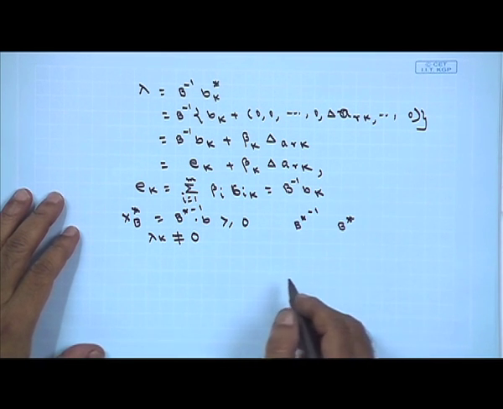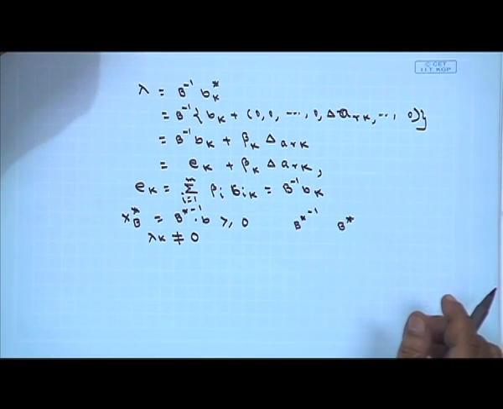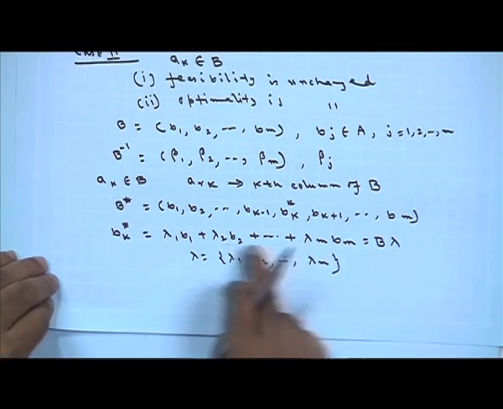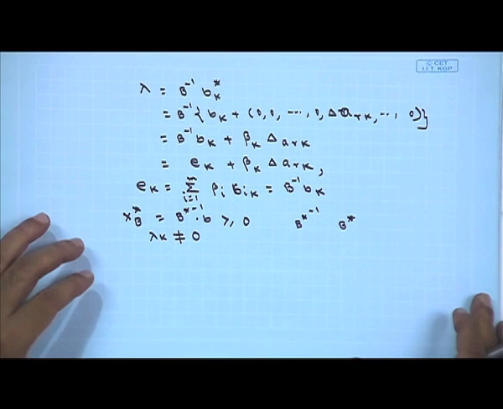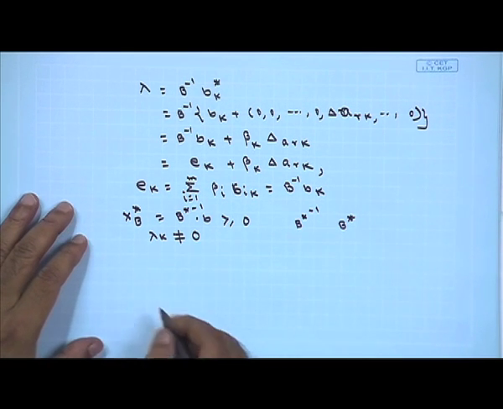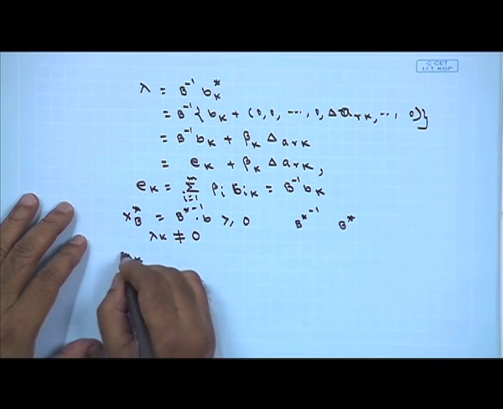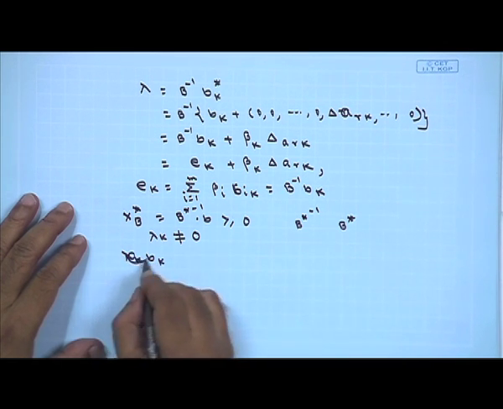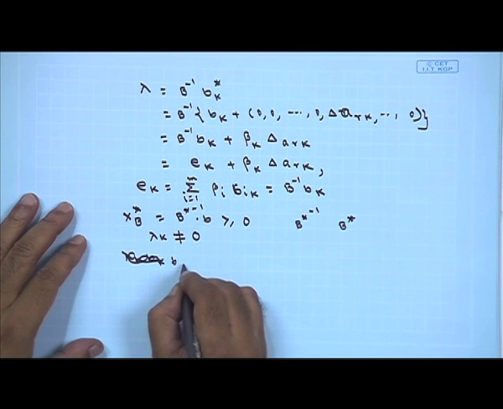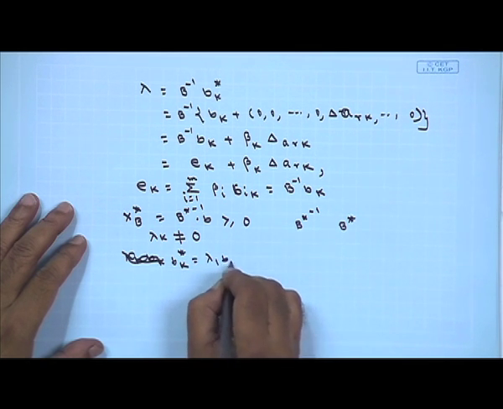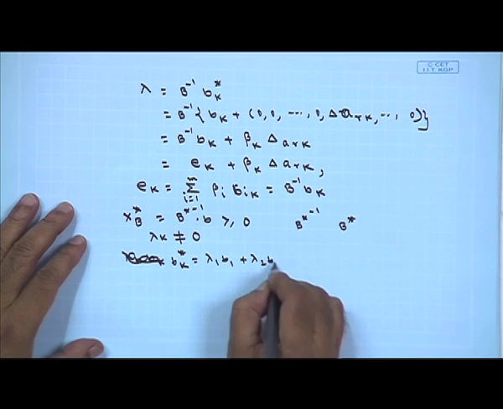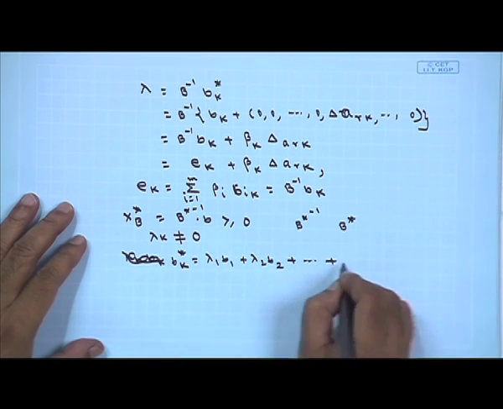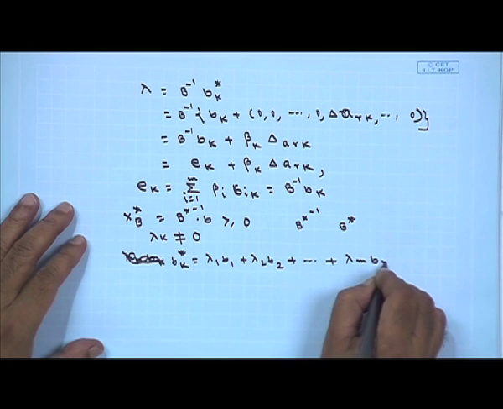Now, from the earlier one, that is from B k star equals B lambda, from here you can write down lambda k into b k. Sorry, before that, B k star is equal to lambda 1 b 1, lambda 2 b 2, like this way, lambda m into b m.